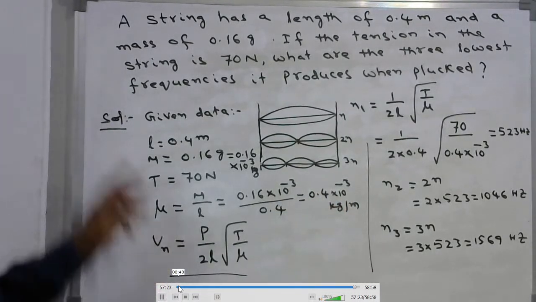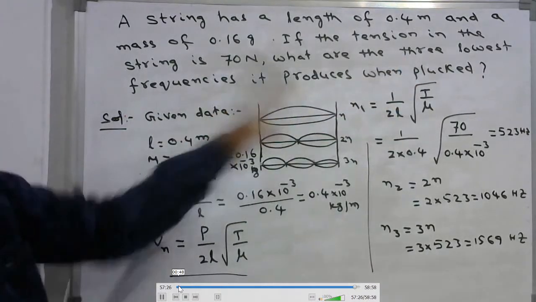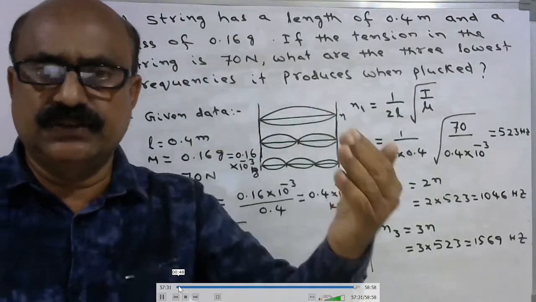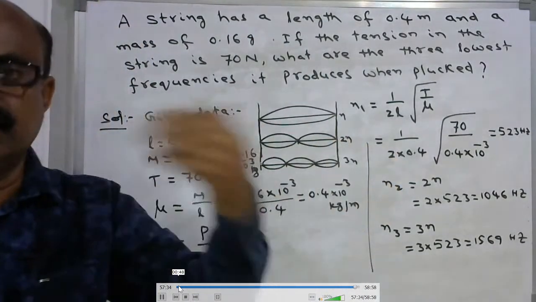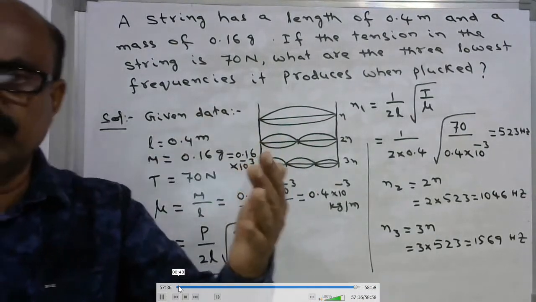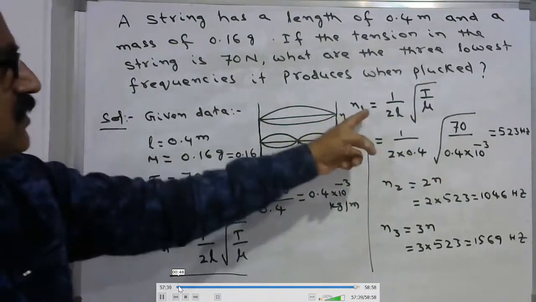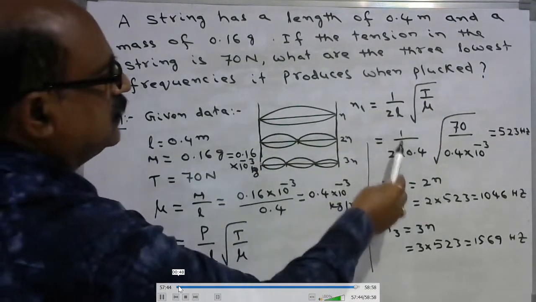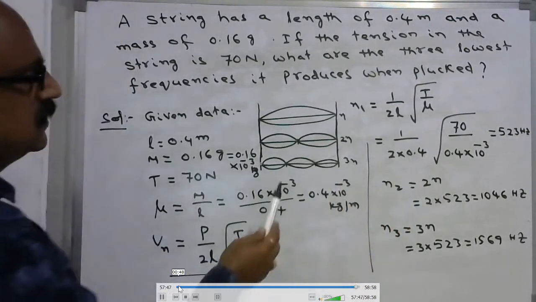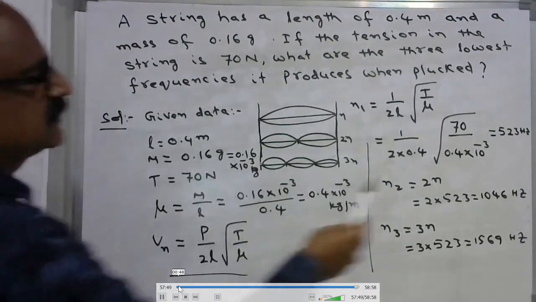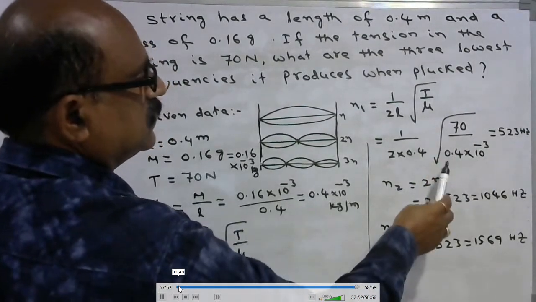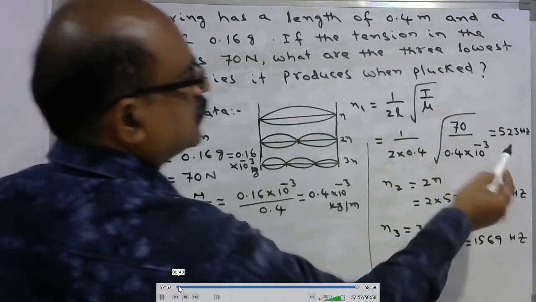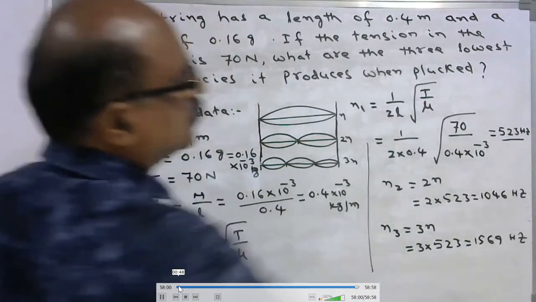Now, we are going to the 3 lowest frequencies. The 3 lowest means the first fundamental frequency, the next immediate first overtone, and then the second overtone, or first harmonic, second harmonic, third harmonic. So what is the fundamental frequency? 1 by 2L root over T by mu. Now let us substitute the values. 2 into 0.4 is the length in meters, under root 70 in newtons by 0.4 into 10 power minus 3 in kilograms per meter. All these are in SI units. So the final answer is 523 Hz.